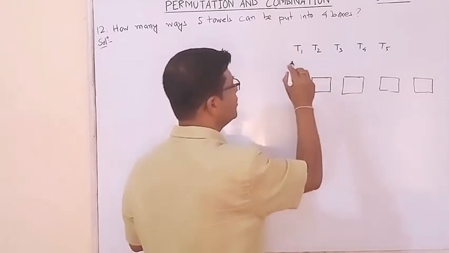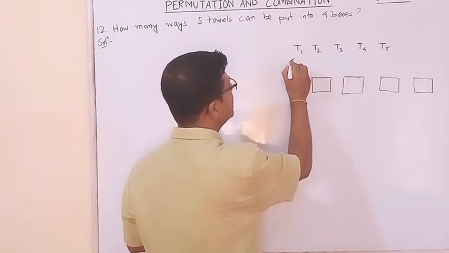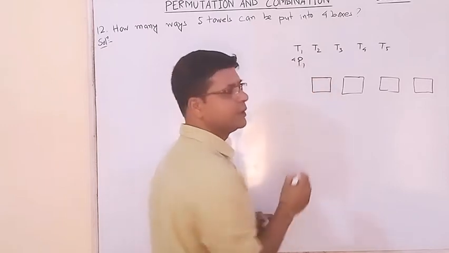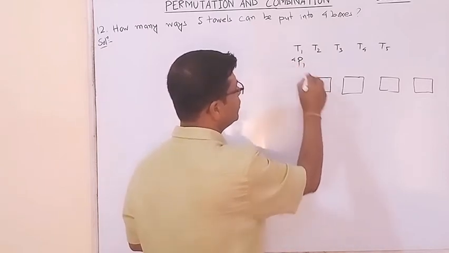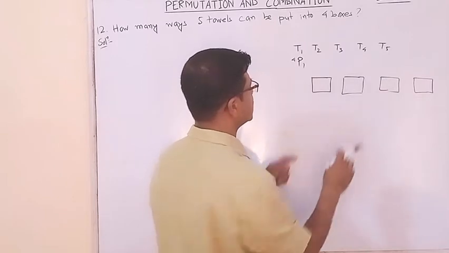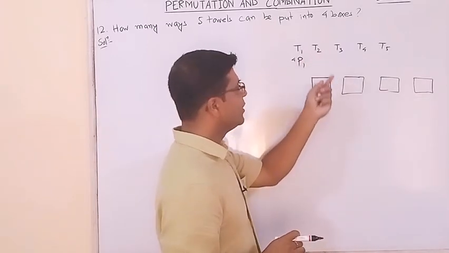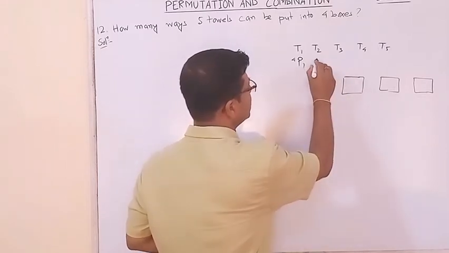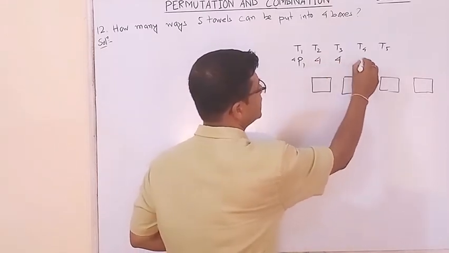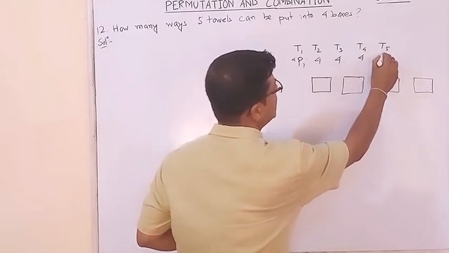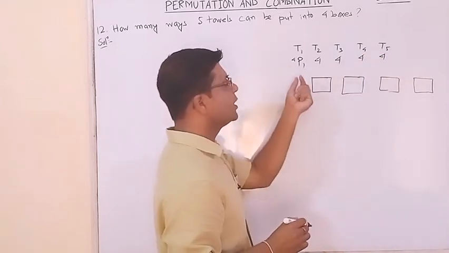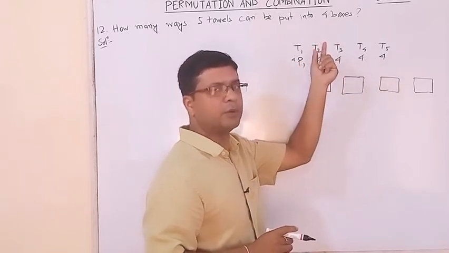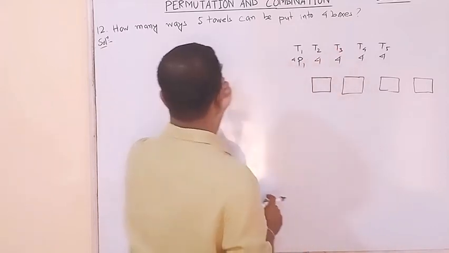This towel can be arranged in 4P1 ways, that is 4 ways, because there are 4 boxes. Similarly, this towel can be put in any of the boxes. There are 4 boxes, so it can be put in 4 ways. This also can be put in 4 ways. This can also be put in 4 ways. So what is the total number of arrangements? The total number of arrangements is 4 into 4 into 4 into 4 into 4, or simply 4 to the power 5. Alright, now let us solve it here.